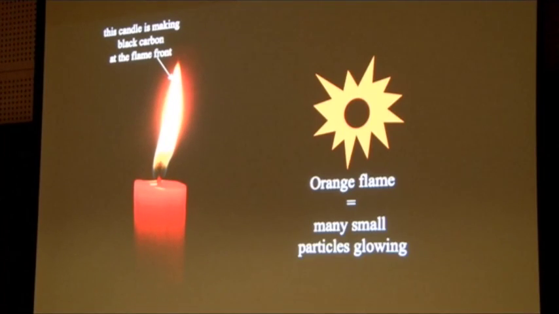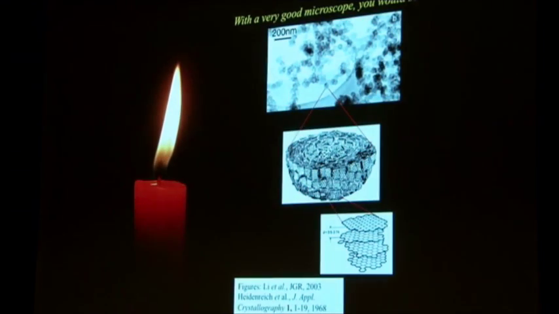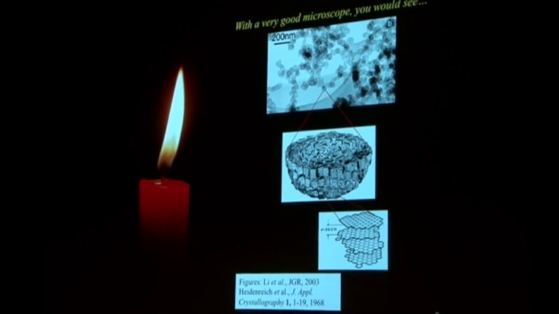The first thing I want to explain is what is black carbon and why do we care? I will not talk about the measurements of black carbon because then I will start an argument that lasts for days. But first of all, I will say this candle, everyone has seen a candle, that kind of candle is making black carbon where the flame is. Those orange things are black carbon because the orange flame is the glow of many small particles. So any flame that you see that is orange is making black carbon. There are small black bodies giving off a glow.